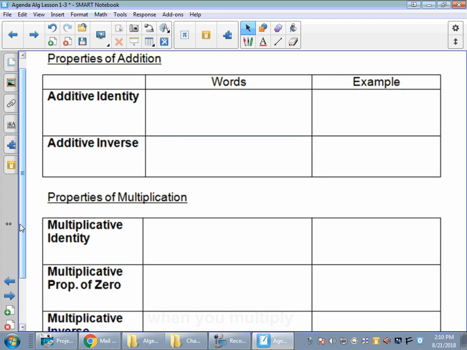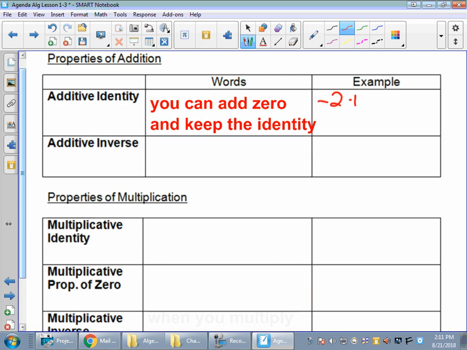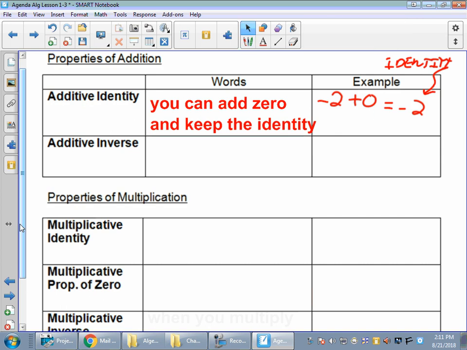Additive identity. So these are properties of addition. We've heard the phrase identity theft or stolen identity, and so one way to keep this straight is to say, if you add a 0, then you get to keep your identity. So it's kind of protecting you. You add 0, you keep your identity. So you take any number and add 0 to it, and it's going to stay the same. Like -2 in this case, plus 0, you get to keep your identity. In this case, the identity would be the number -2. Simple as that.